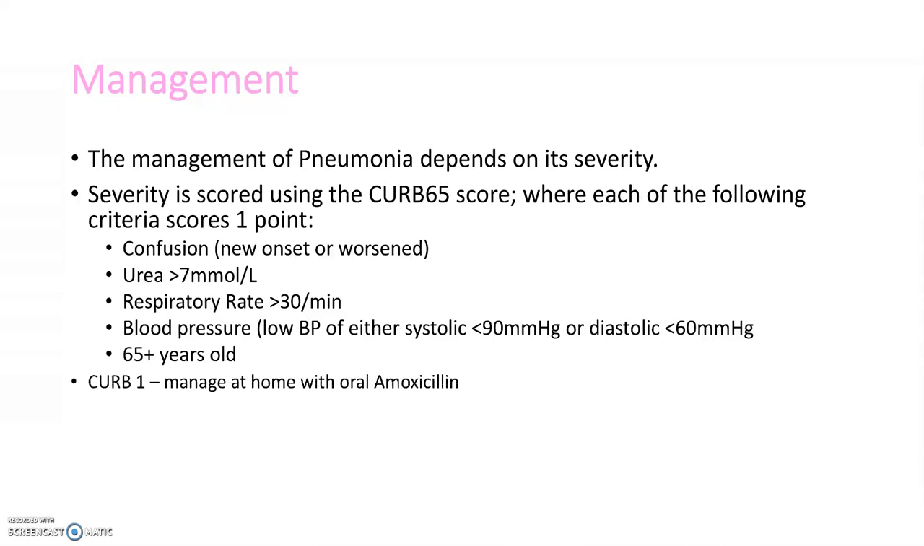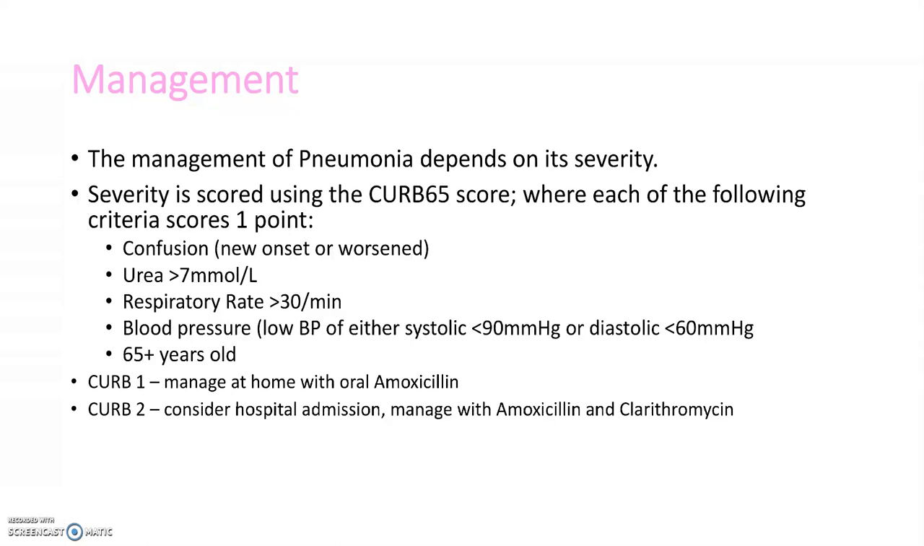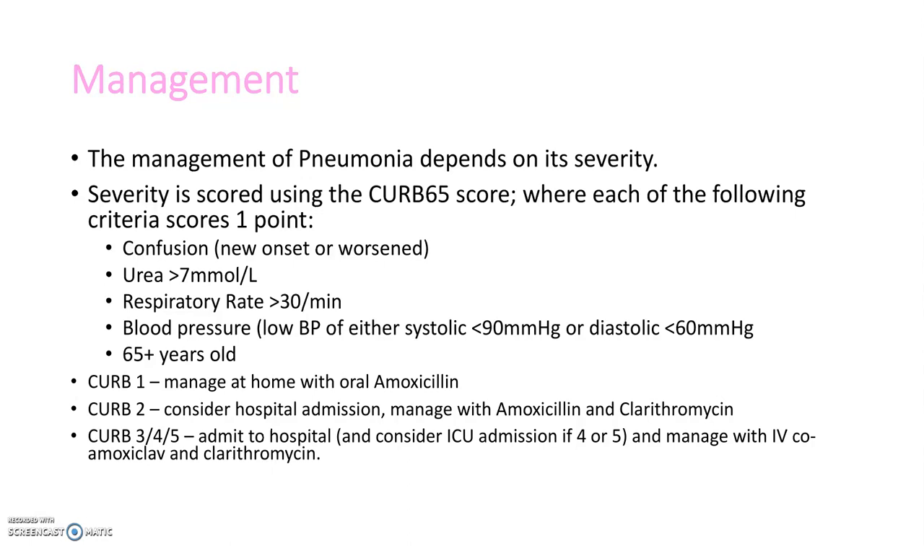65 years old. If they score 1 on the CURB scale, then typically the patient would be managed at home with oral antibiotics such as amoxicillin. If they score 2, the patient should be considered whether or not they need to go to hospital, and typically they'll be managed with amoxicillin and clarithromycin. And CURB 3, 4 or 5, the patient should be admitted to hospital, and in the higher scores consider ICU admission. In terms of managing these patients, you'll typically use IV co-amoxiclav and clarithromycin.